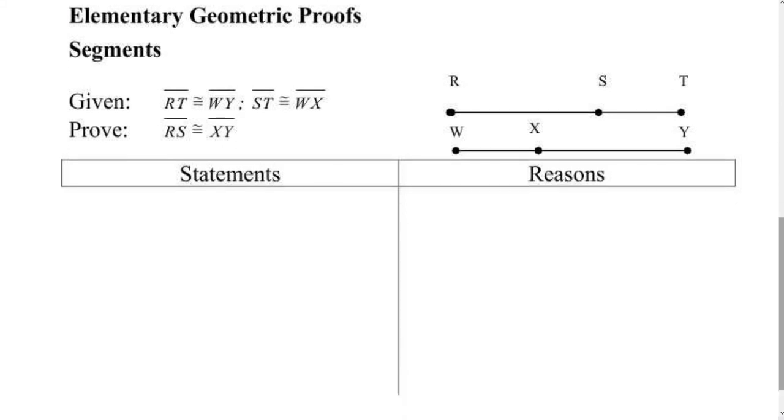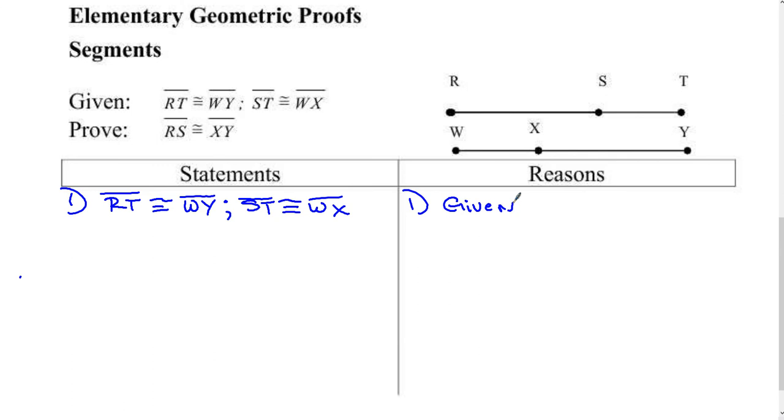Okay, this one's dealing with segments. So now for this one right here, let's start off with my given. It's going to be RT is congruent to WY, and a semicolon, ST congruent to WX. That is two things, but they're all my given.